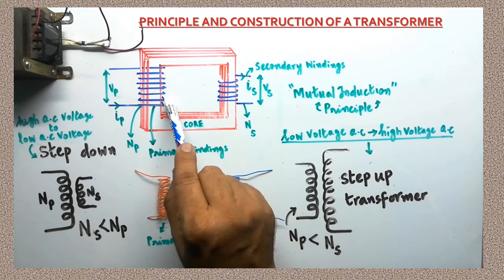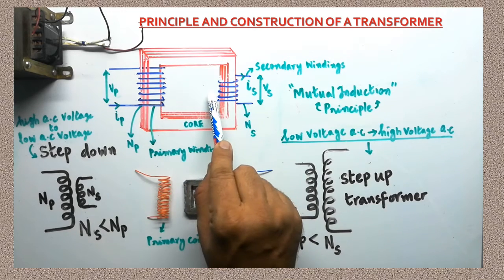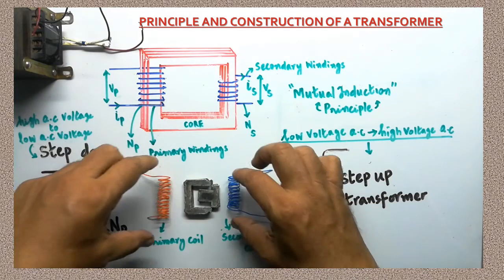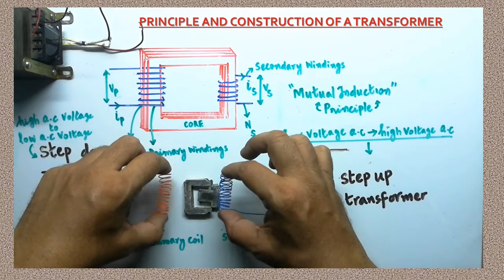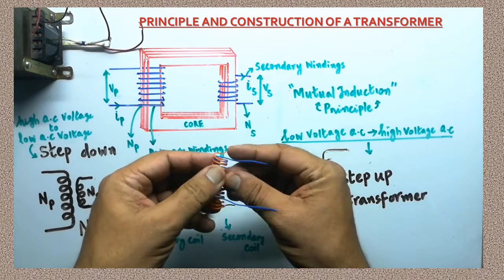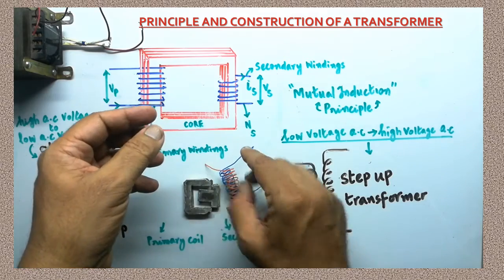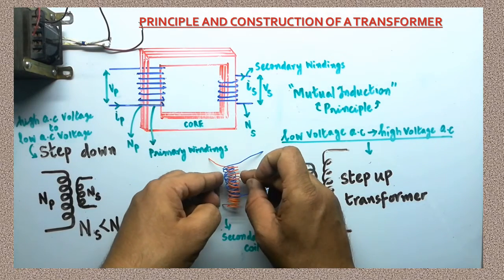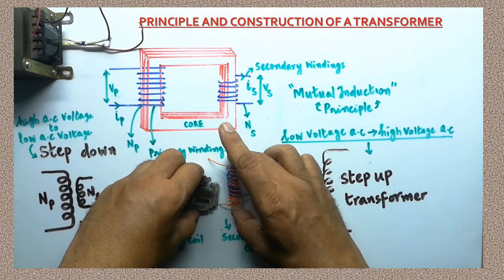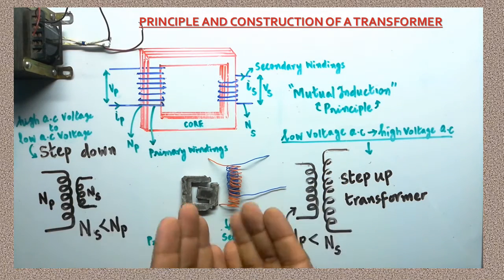Just for understanding purposes, both are drawn separately. But in a real transformer, how will it be? The two will be wound within one another. It will be like this. Look at the arrangement. I have converted the shape now. The primary winding and secondary winding will both be on the same core.